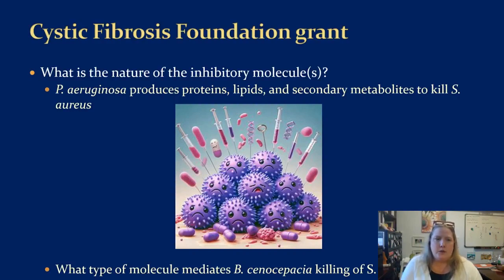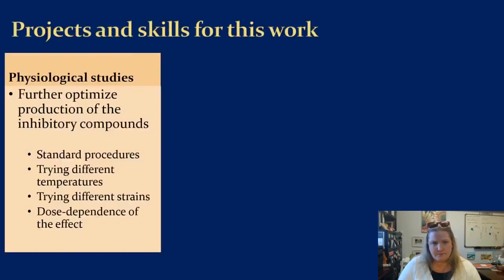We know that Pseudomonas produces proteins, lipids, and secondary metabolites that kill Staph aureus, but we do not have the genes that make any of those in cenocepacia. So it's probably something novel. The way we go about this is quite complex, and it's one of the things that I'm working on and I need students to help with. So there are potential projects for all of you on this work.